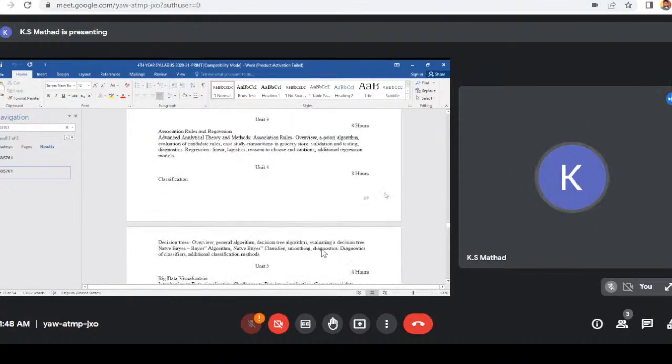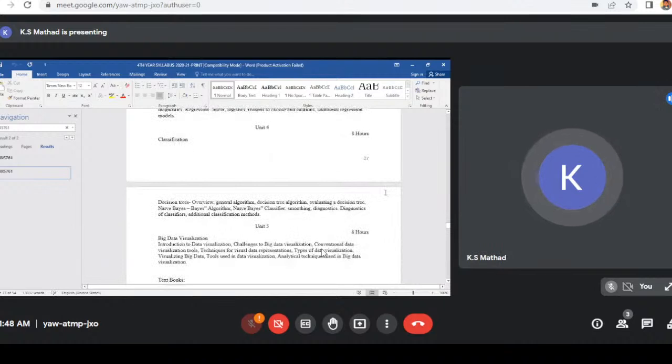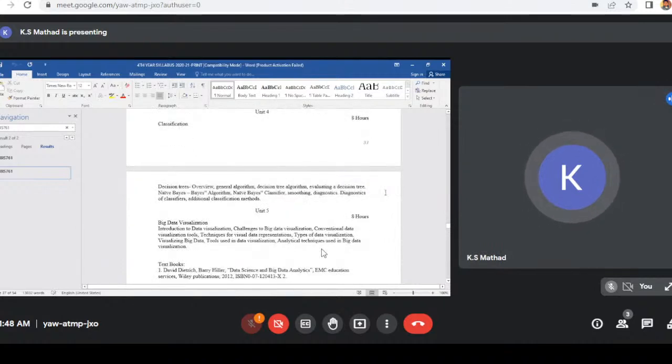future. In the fourth unit, we have kept it for classification, wherein we'll be dealing with decision trees, overview, general algorithm of decision tree, and then evaluating a decision tree. How do you evaluate a decision tree? We come across the naive Bayes classification algorithm. So what is the naive Bayes classification algorithm? Classifier, then smoothing of it, diagnostics of classifiers, and additional classification methods. So the fourth unit is totally dedicated to classification.